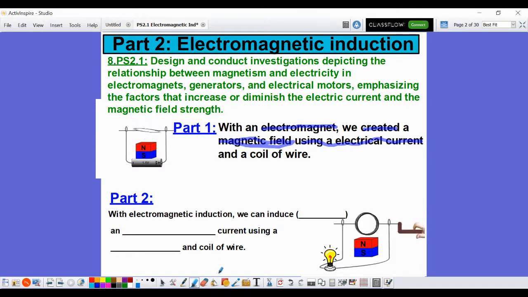So let's go ahead and look at the other part of this, and that is what we're going to call electromagnetic induction. We still have the word electromagnet in there, but now we're going to talk about the induction aspect of it. So I'm going to come up here. Go ahead and highlight the standard at the top of your paper, because this is what part 2 is going to look at. We're still looking at the relationship between magnetism and electricity, but this time we're going to focus on generators. We're going to generate electricity.